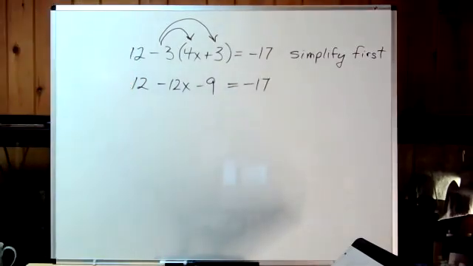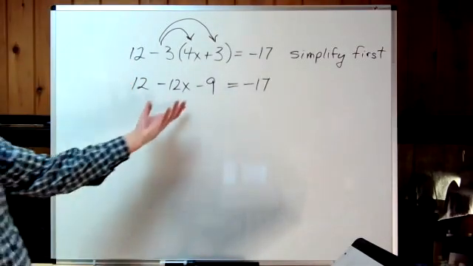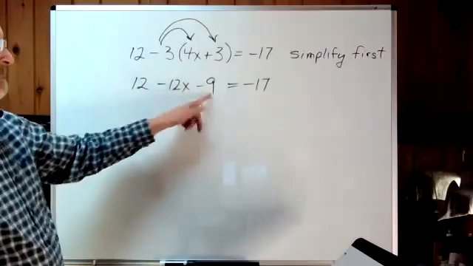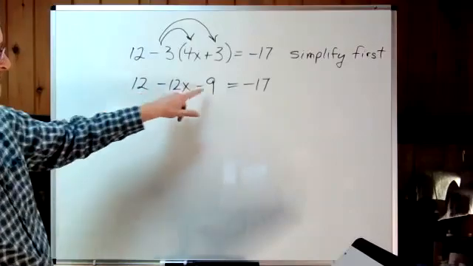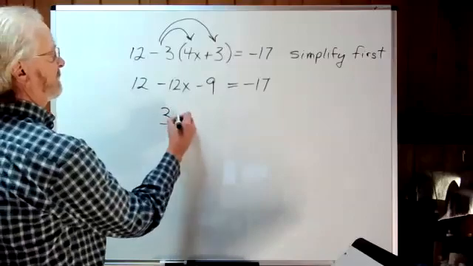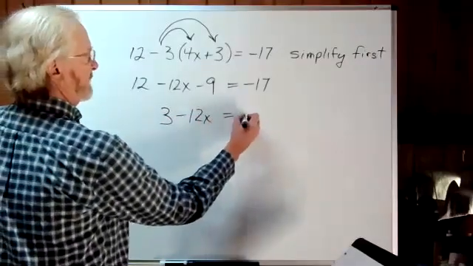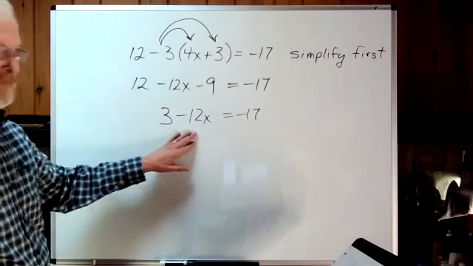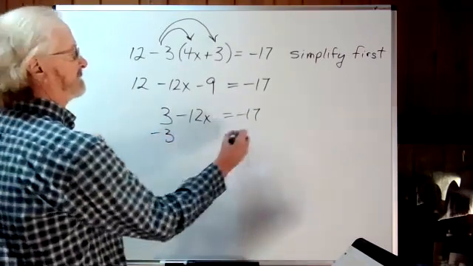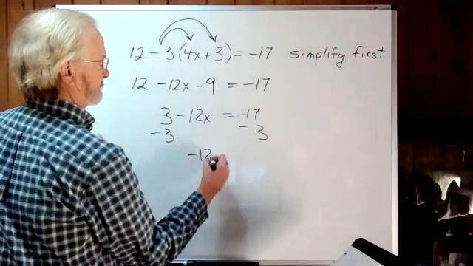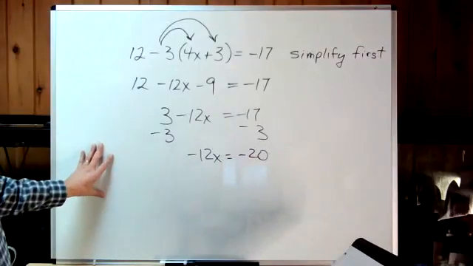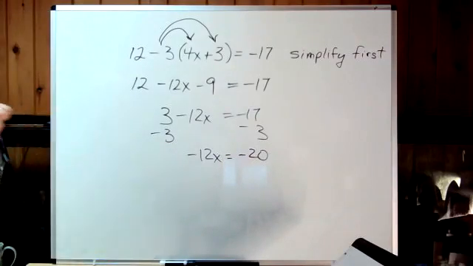Didn't touch the right side yet. I still have some simplifying now to do on the left side. I have some constants I can combine. So how about 12 minus 9 will leave me a 3 minus 12x equals negative 17. And I'm going to leave all my x's there. I'm going to subtract this 3. Oh, look at this. We're going to get a fraction answer.